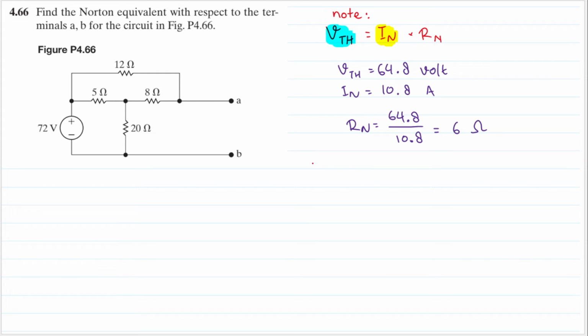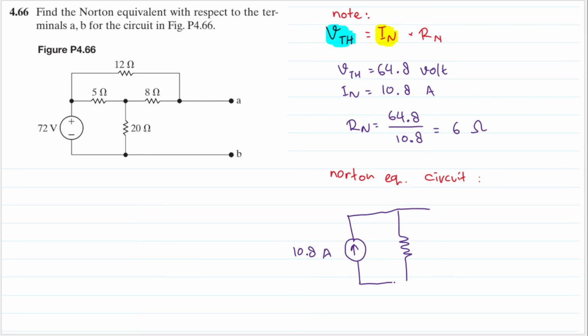So the Norton equivalent circuit will be like this. We will have a current source with the value of 10.8 ampere, and then that will be in parallel with a 6 ohm resistor. This is terminal A, and this is terminal B. Let's highlight this as our final answer of this problem.